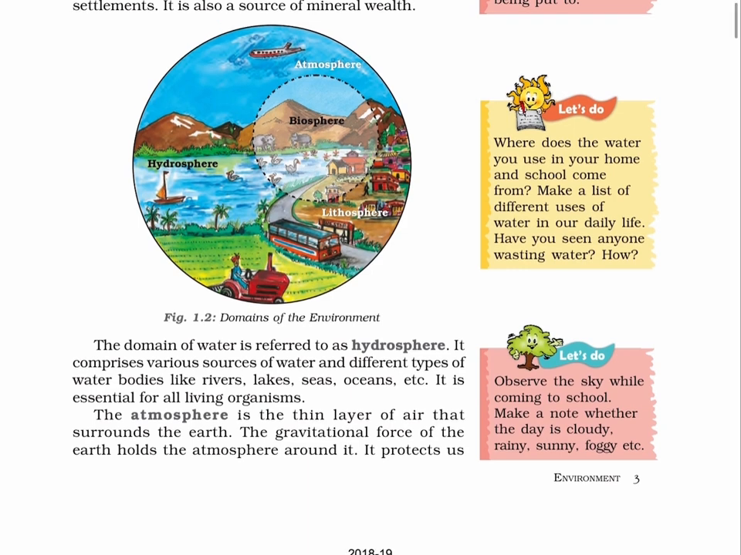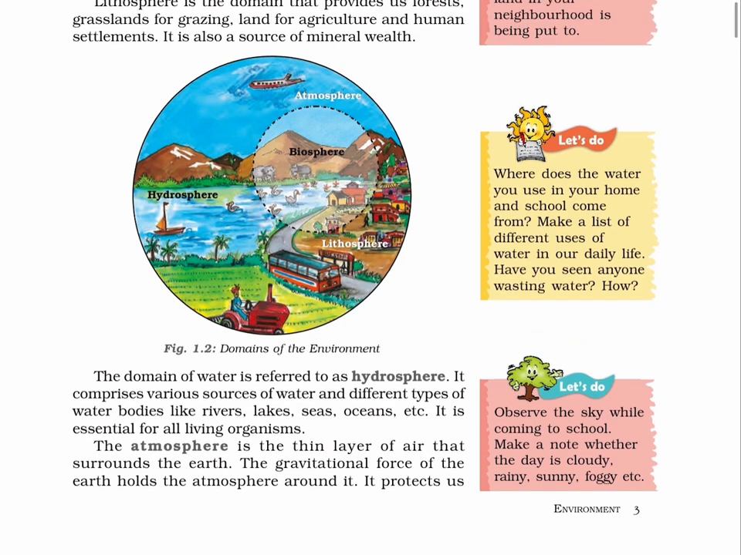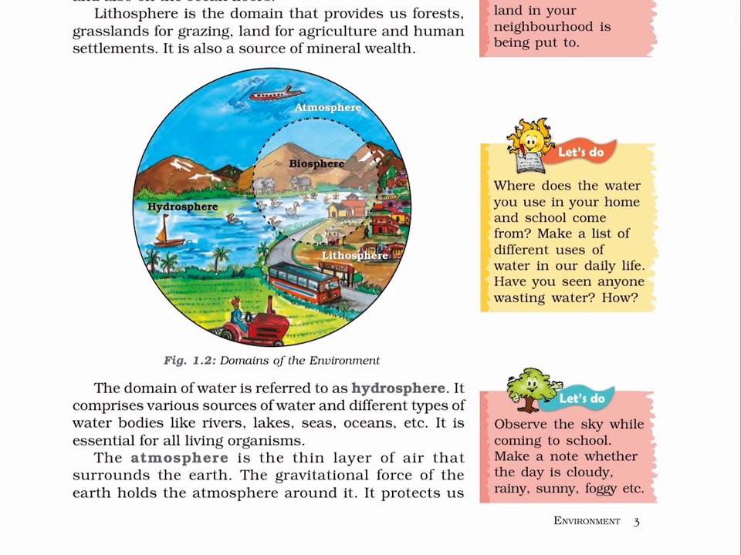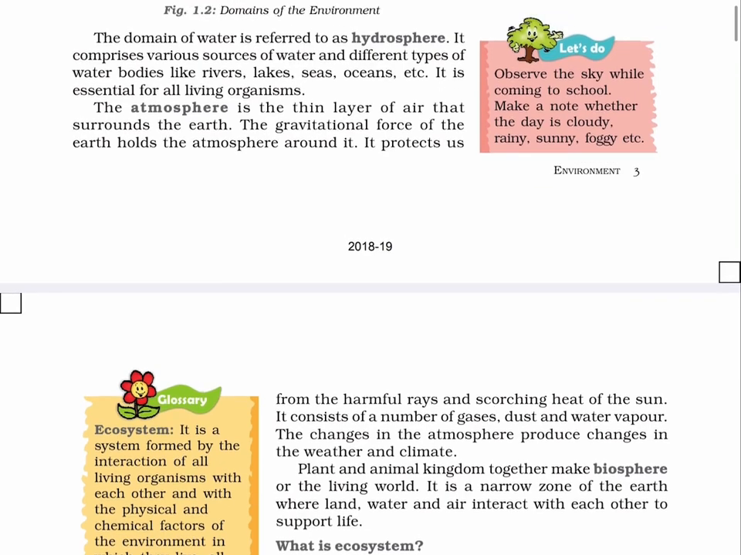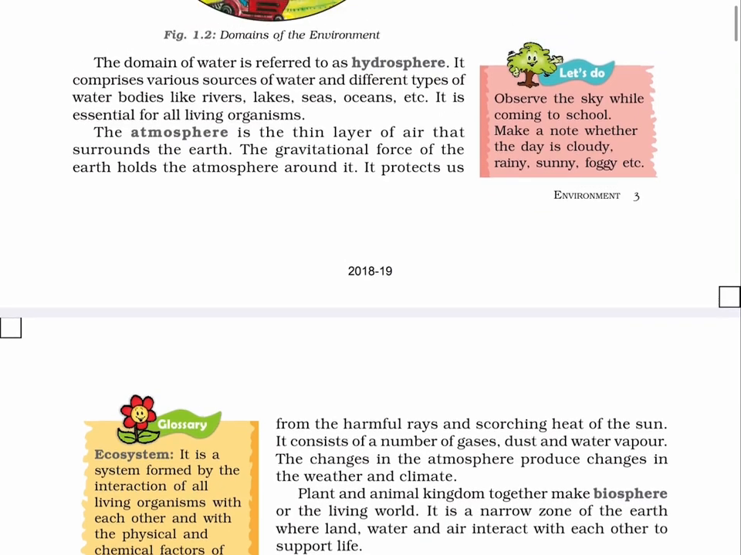It is essential for all living organisms. The atmosphere is the thin layer of air that surrounds the earth. The gravitational force of the earth holds the atmosphere around it. It protects us from the harmful rays and scorching heat of the sun.